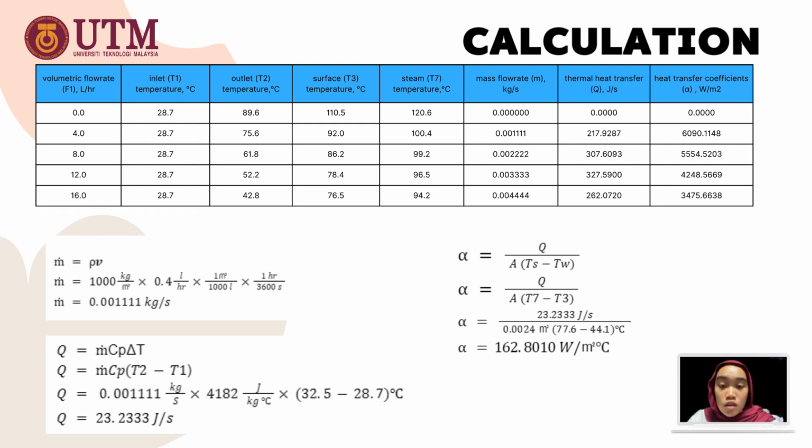So our Q is 23.33 in the unit of joule per second, divided by our area of condenser, 0.0025 meter squared, and then we times with our delta T. So the answer for our heat transfer coefficient, which is alpha, equals 162.8010 in the unit of watt over meter squared times Celsius. By using these three steps, we can obtain our mass flow rate, thermal heat transfer, and heat transfer coefficient for each volumetric flow rate that we use in our experiment.